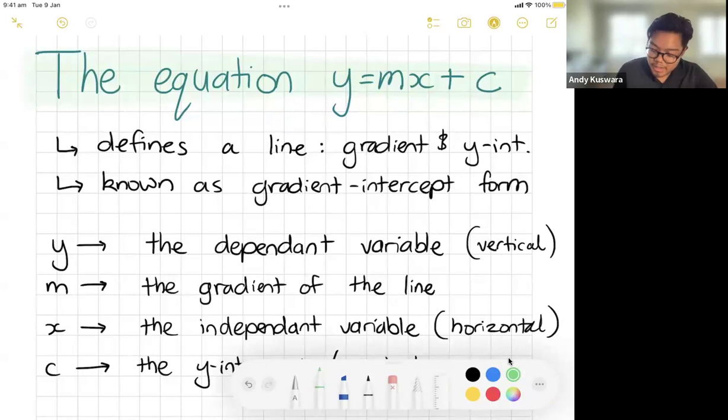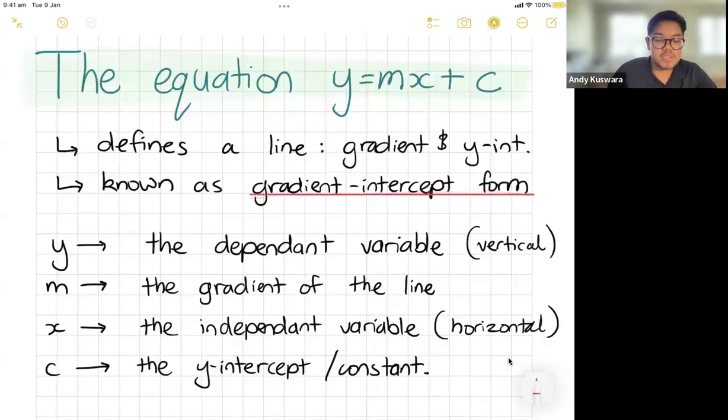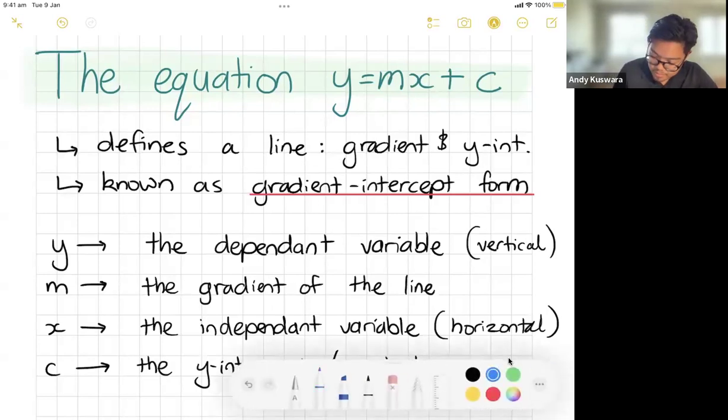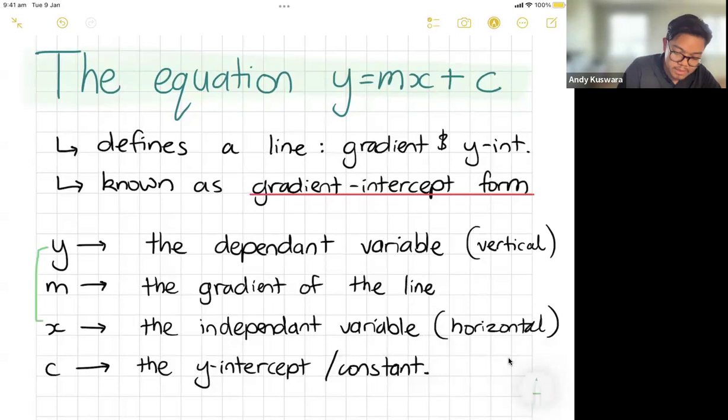Now, it's also known as the gradient intercept form, and I'll explain why, because there are two things we learn about it: the gradient and the y-intercept. Each of these letters means something. Y and x, I'll write this down, are standard, which means in every equation, there will be a y and an x.